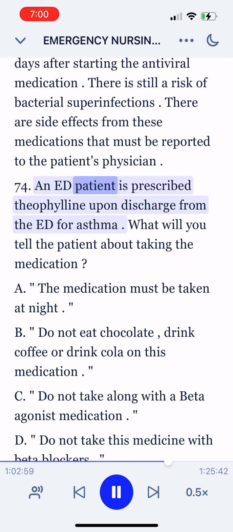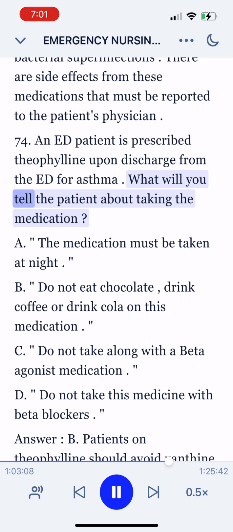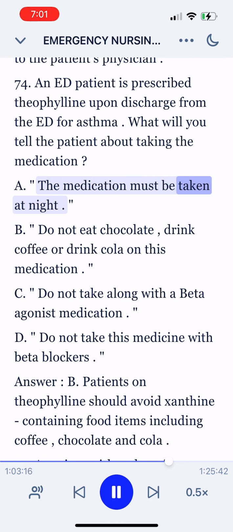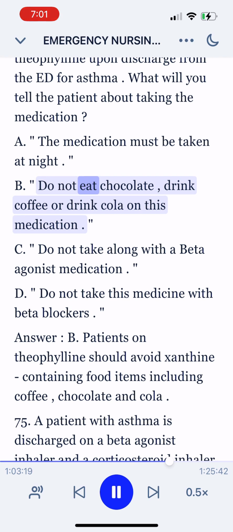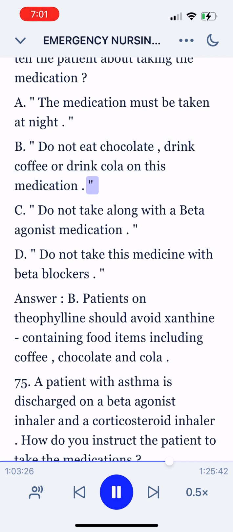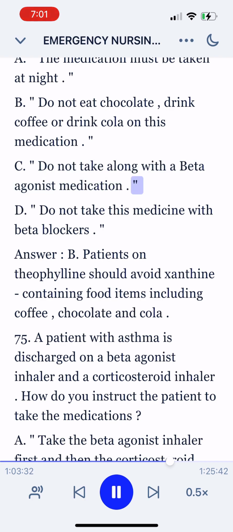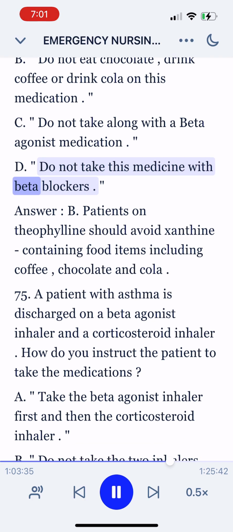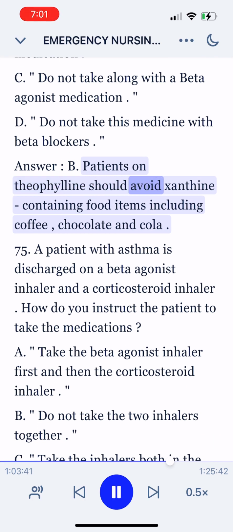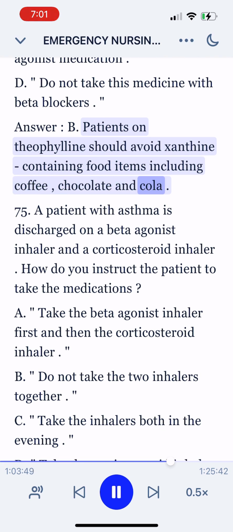74. An ED patient is prescribed theophylline upon discharge from the ED for asthma. What will you tell the patient about taking the medication? A. The medication must be taken at night. B. Do not eat chocolate, drink coffee or drink cola on this medication. C. Do not take along with a beta agonist medication. D. Do not take this medicine with beta blockers. Answer B. Patients on theophylline should avoid xanthine-containing food items including coffee, chocolate and cola.